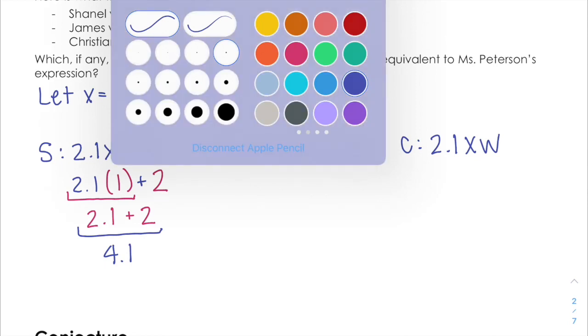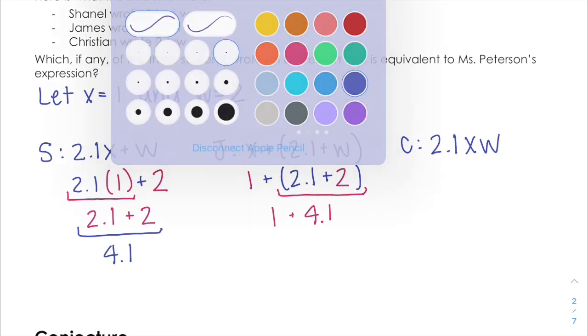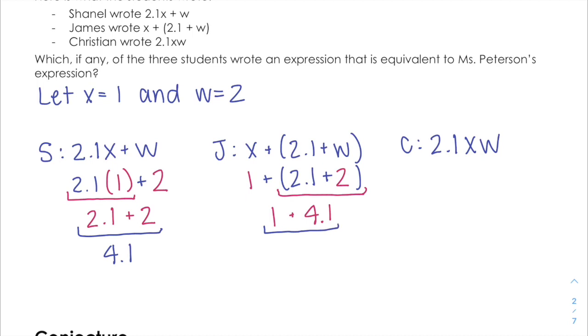Okay, let's try James's. We're going to plug in 1 for x, so 1 plus 2.1 plus 2. Okay, we have to deal with what's in the parentheses first because of PEMDAS. So I'm going to underline that section. 2.1 plus 2 gives us 4.1. Okay, now we bring down that 1, and now we add on the next round. So 1 plus 4.1 gives us 5.1.